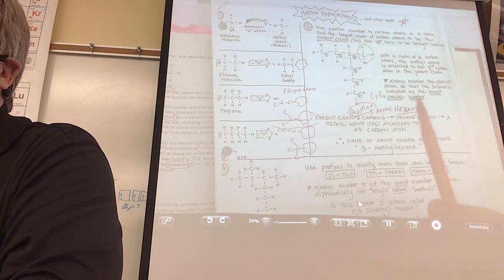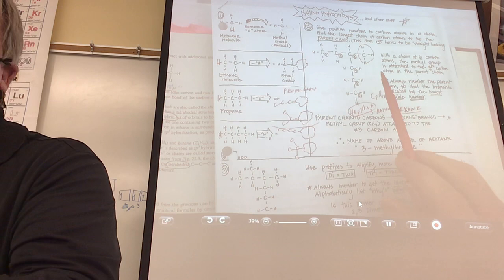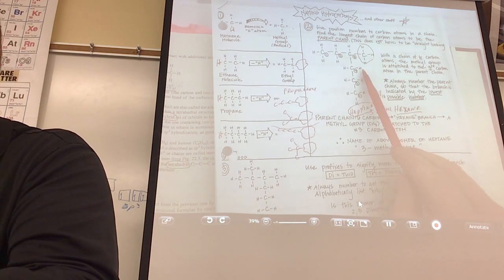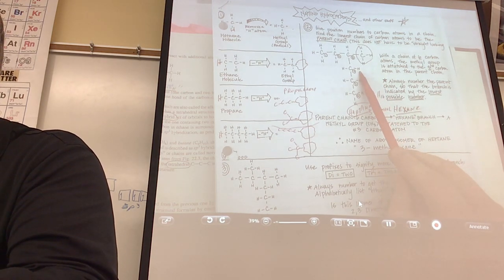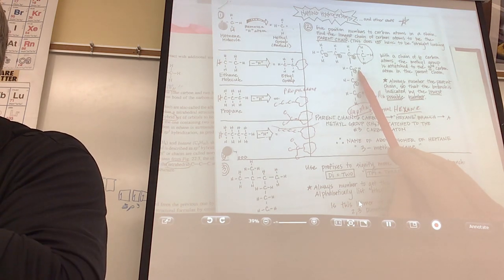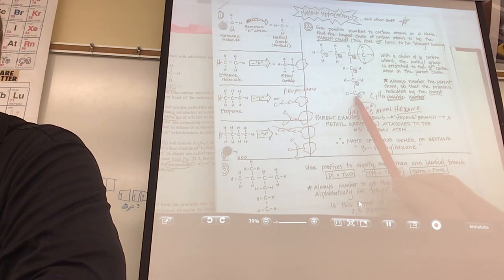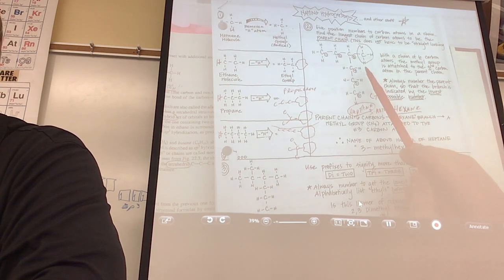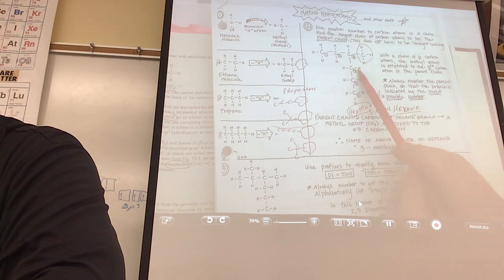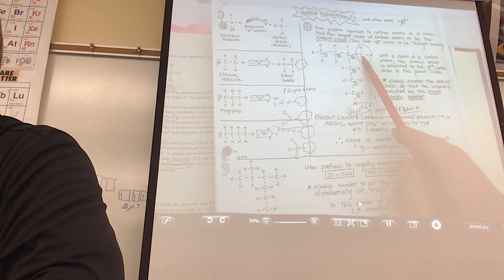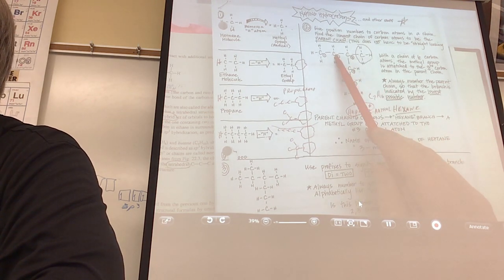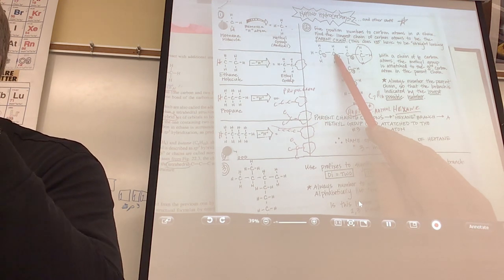But here's what you have to think, and this is what I like about this. It makes you think a lot. What if I put it here? Is that different? You just spin them around. It's not. You know why? Because if I come from this direction, it'd be called 3-methylhexane. So putting that here is the same as putting it here. But what if I put it here? Would that be different? That would be called what?